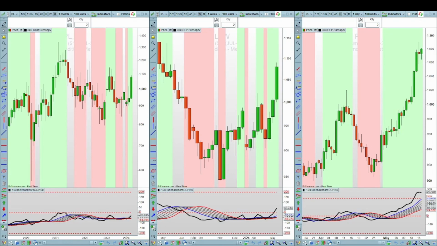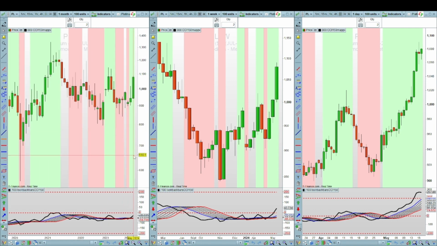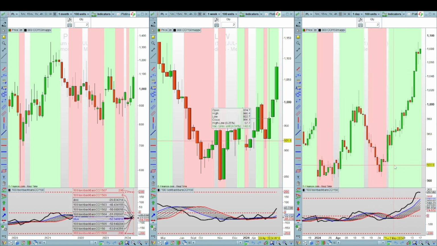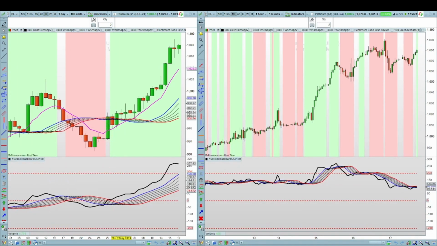So platinum's another metal some people are interested in trading. Again, on the monthly, it's bullish. On the weekly, it's bullish, and on the daily, it's had a nice big bull run as well. So there's no divergence to talk of as well. We look at divergence as well for each of these.